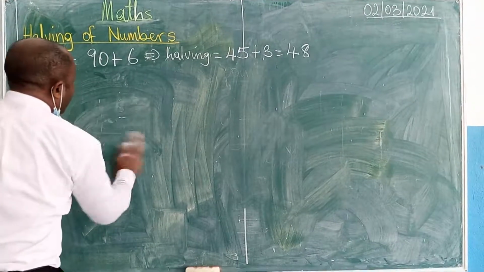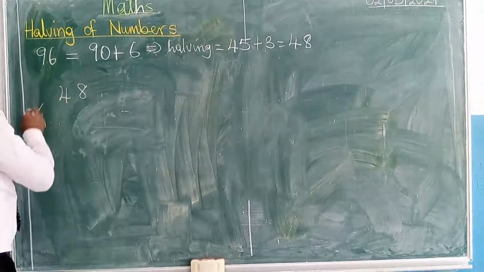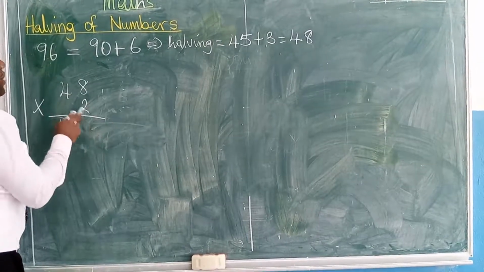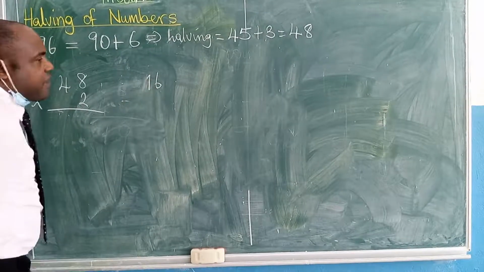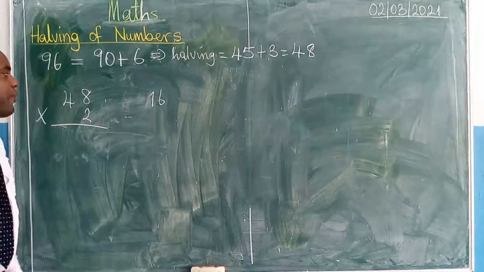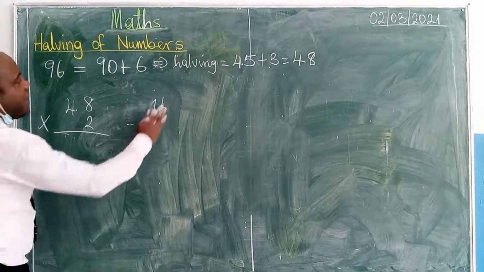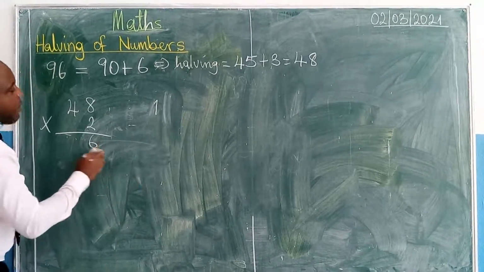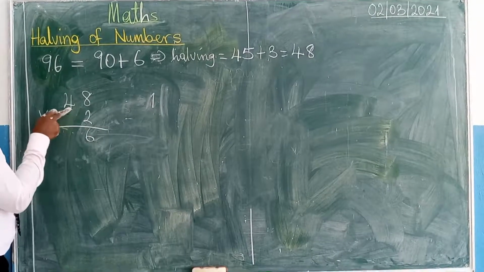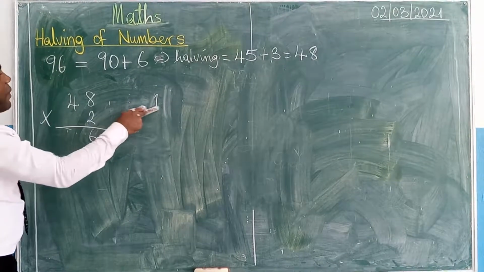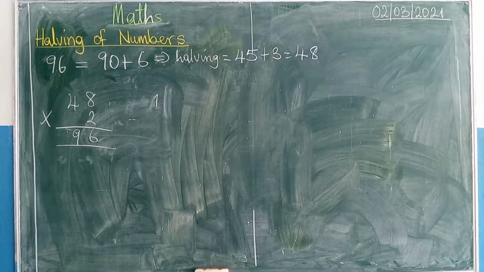And how do I show that my answer is correct? Let me take 48 times 2. 2 times 8 is 16. Again, we always write our answer in our rough work column. We write 6 first, and we reserve 1. 2 times 4 is 8, plus the 1 we reserve, 9. So you discover that we are back to 96.